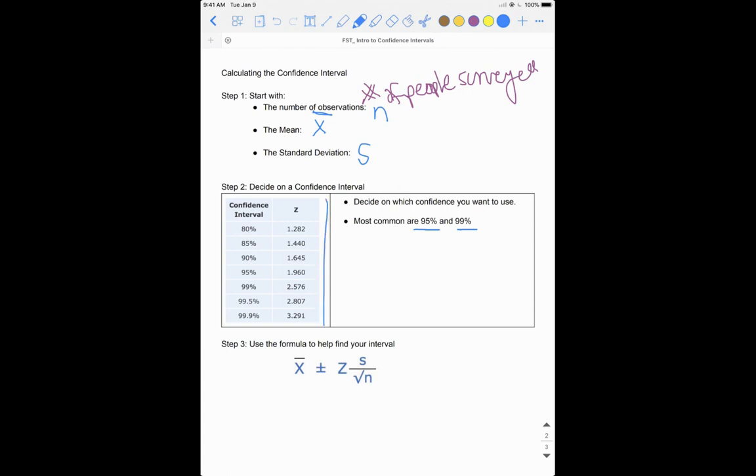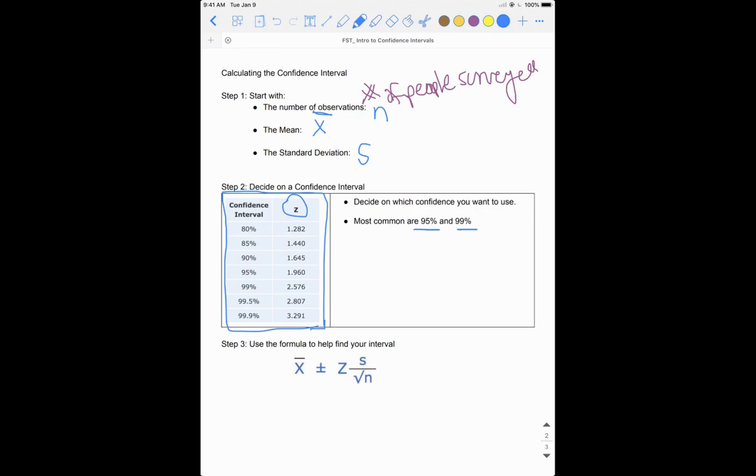So this table is very important, right? This is our z-score table. This is also on your notes, I believe, so you should have it. There's no quiz this week, so it's on your notes for when you're practicing.